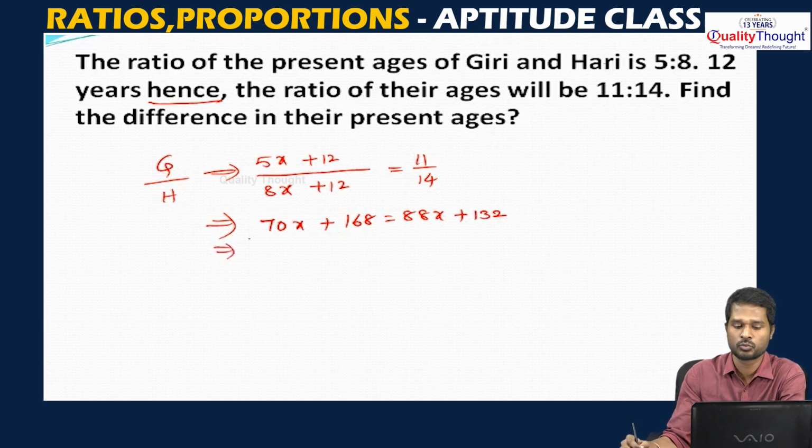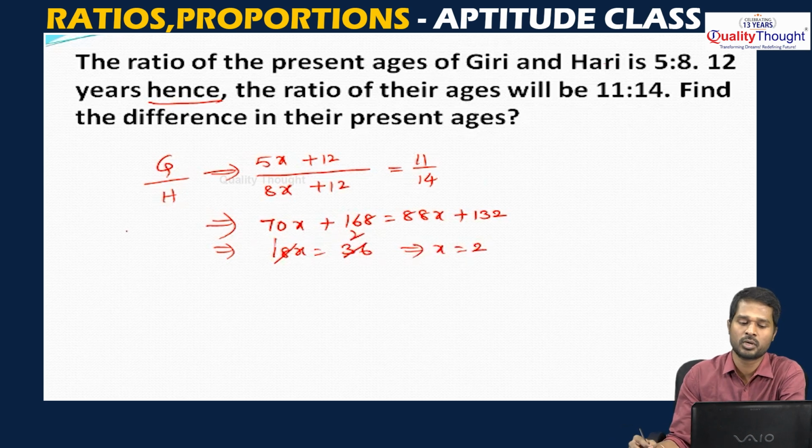Now take the variables to one side. 88x minus 70x is 18x, and take this 132 to this side. 168 minus 132 is 36. So from here we can find the x value is 2. 18 2s are 36.